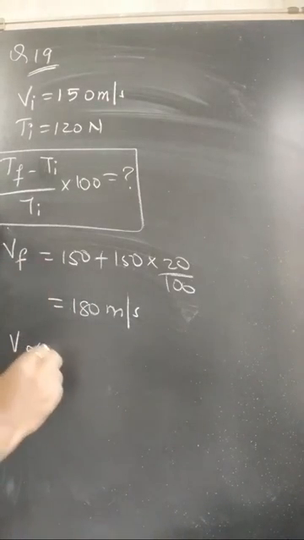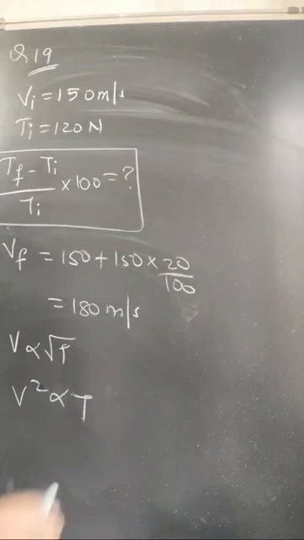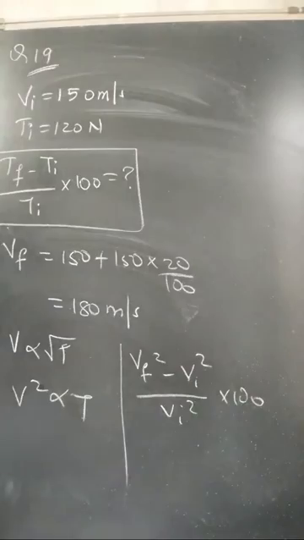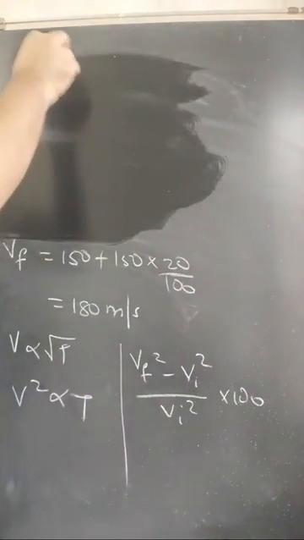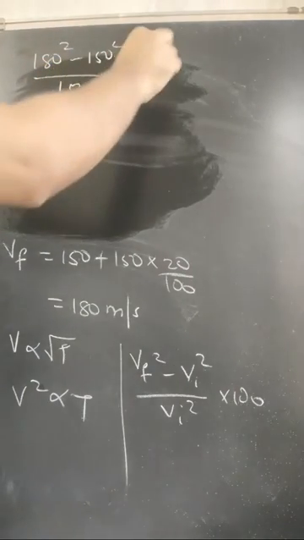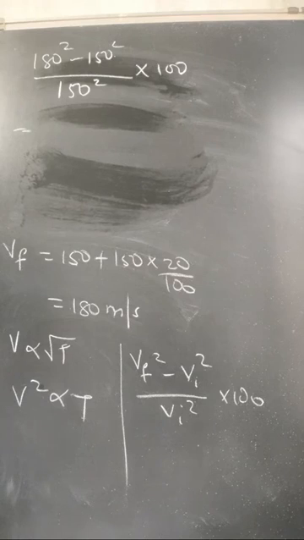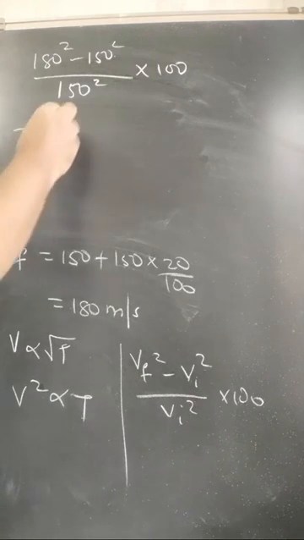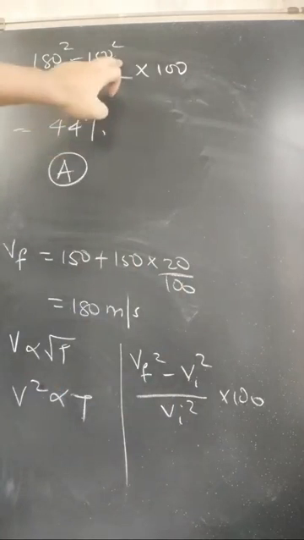So we can say velocity is proportional to root T, V square is proportional to tension. So in place of TF, students, I am going to write (VF square minus VI square) upon VI square into 100. Now substitute the values properly. 180 square minus 150 square upon 150 square into 100. This gives us the answer as 44%. Answer is option A. Correct. So guys, the method was correct. Just last time I substituted 120 over here. That's why it went wrong. It is 150 actually.